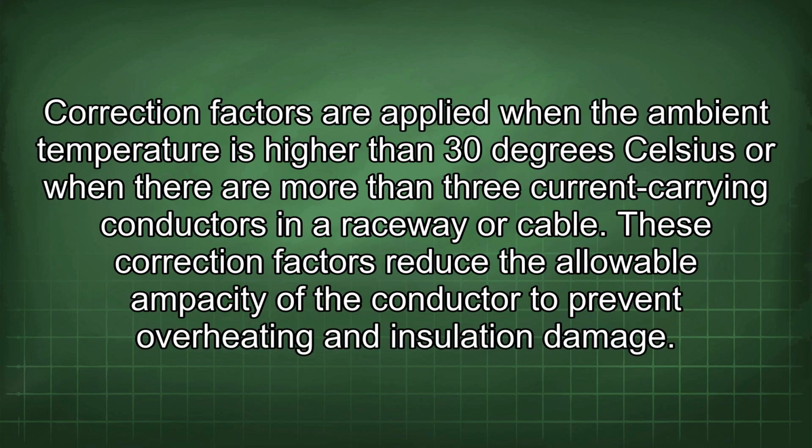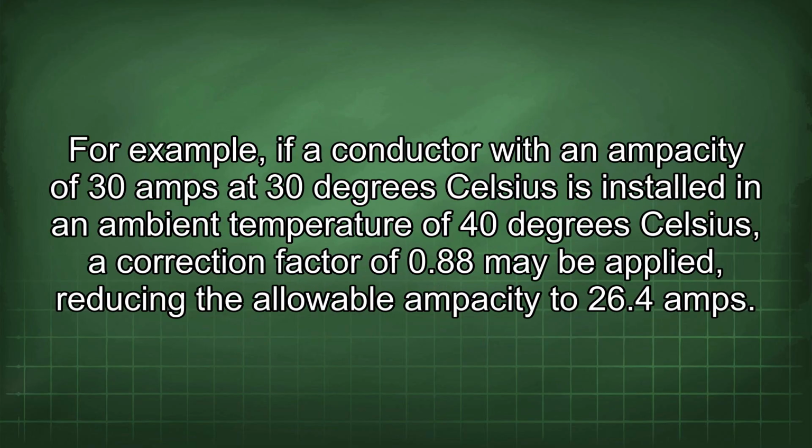Correction factors are applied when the ambient temperature is higher than 30 degrees Celsius or when there are more than 3 current-carrying conductors in a raceway or cable. These correction factors reduce the allowable ampacity of the conductor to prevent overheating and insulation damage. For example, if a conductor with an ampacity of 30 amps at 30 degrees Celsius is installed in an ambient temperature of 40 degrees Celsius, a correction factor of 0.88 may be applied, reducing the allowable ampacity to 26.4 amps.